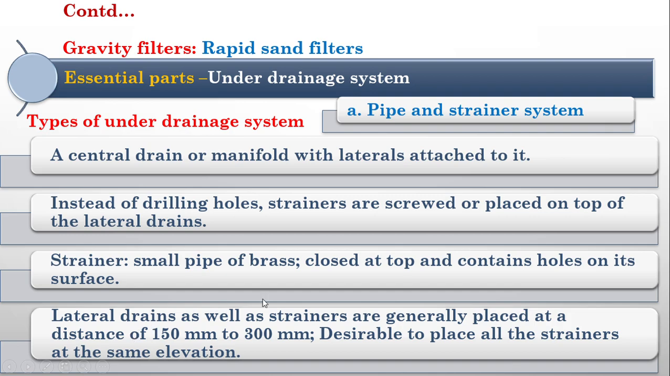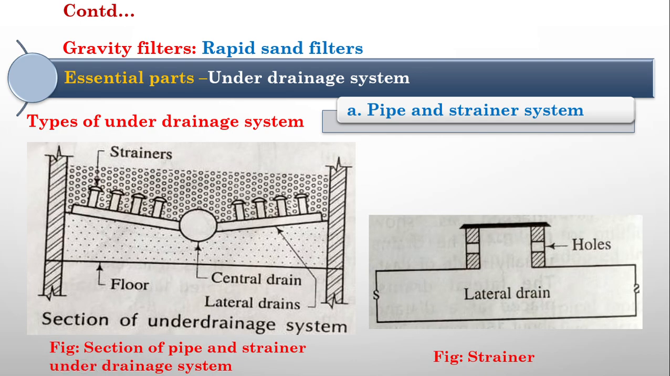The lateral drains as well as the strainers are generally placed at a distance of 150 to 300 mm. The distance between two strainers and between two laterals, both are 150 to 300 millimeter. It is desirable to place all the strainers at the same elevation, and the laterals will be placed in this manner, giving a slope to the central drain for moving water into it. So this is the sectional view of the pipe and strainer under drainage system.